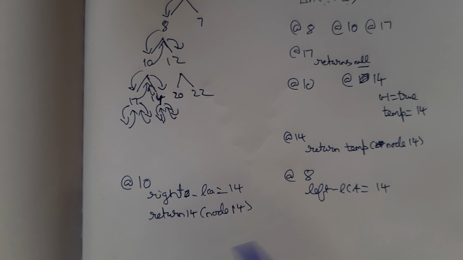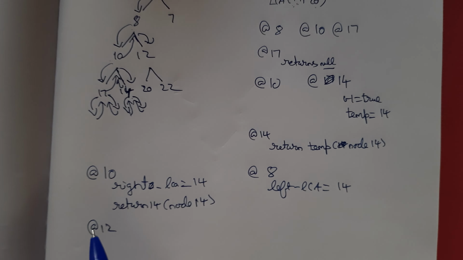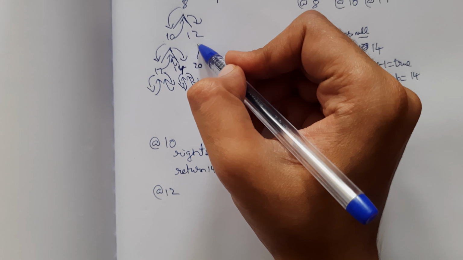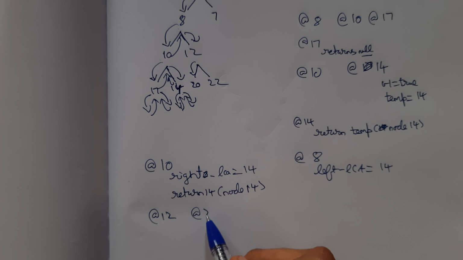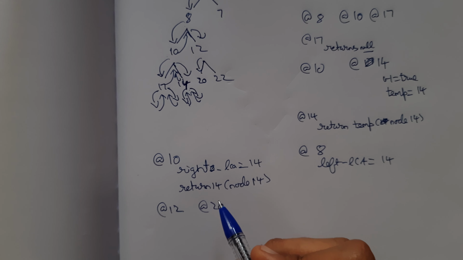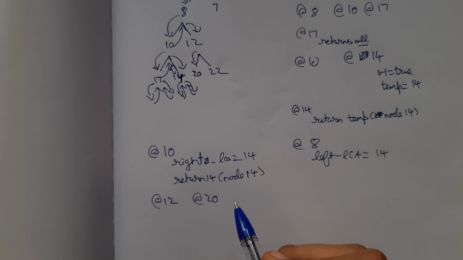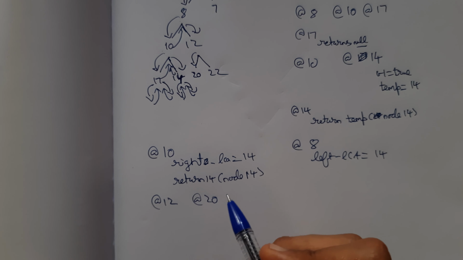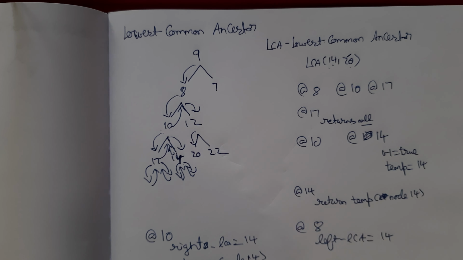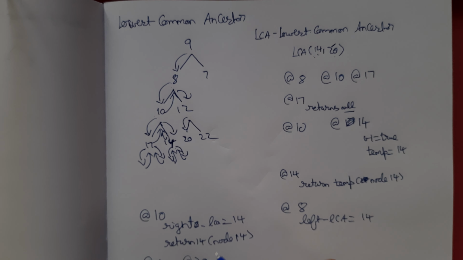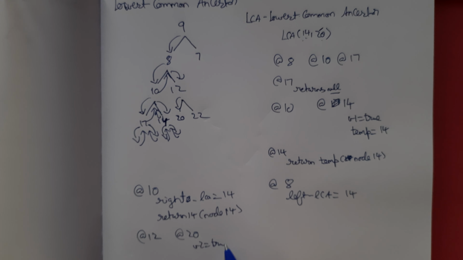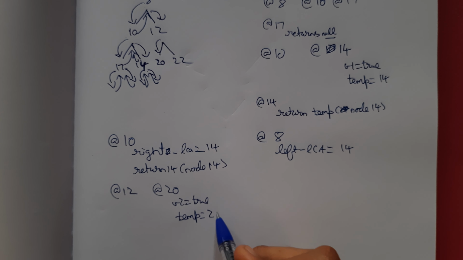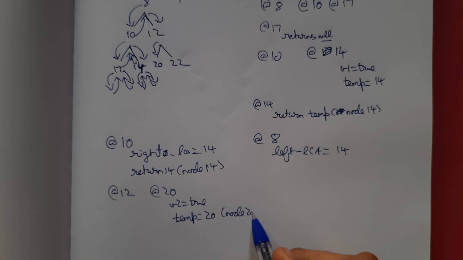After going to the right subtree of node 8, which is 12, we check the first two if conditions. We see that it's not equal to either 14 or 20, so we go to node 20. At 20, we again check the same condition. We find that the second if condition is satisfied: if node dot data equal to n2, n2 is this node, is equal to this 20 value. Since that's satisfied, v2 is true for us, and we assign temp to node 20.